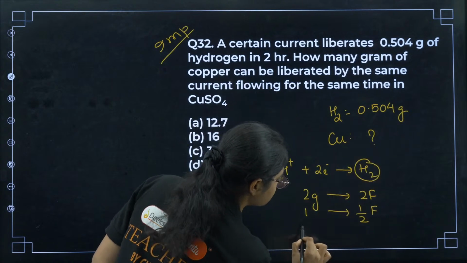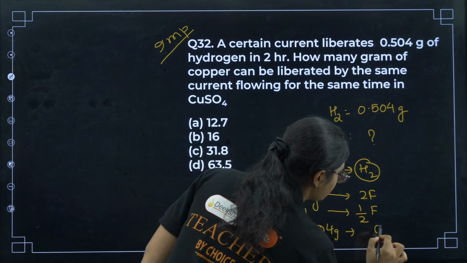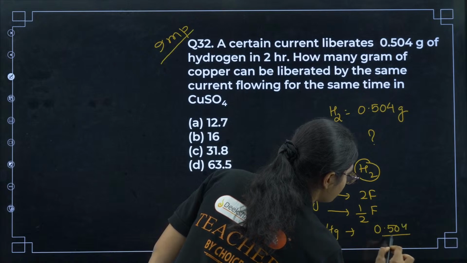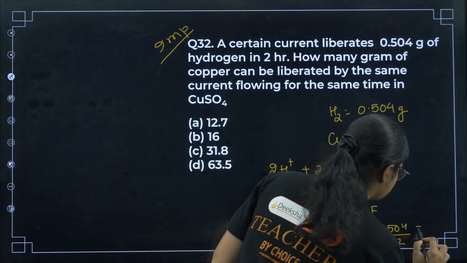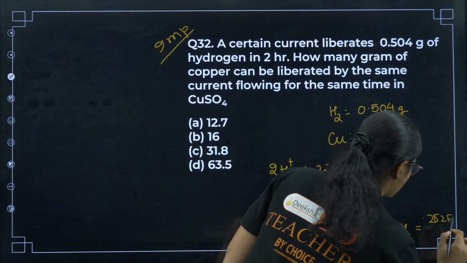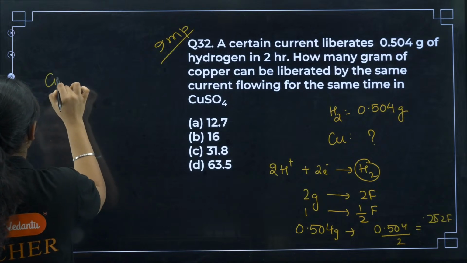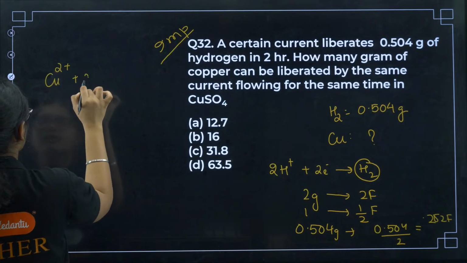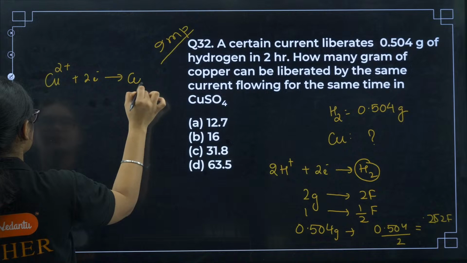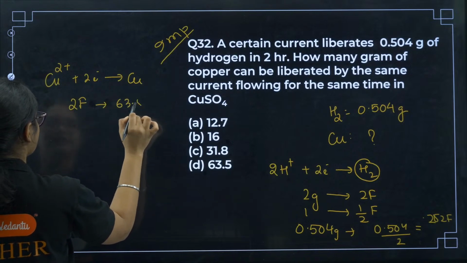For depositing 0.504 gram, how much Faraday will be required? 0.504 divided by 2, that means 0.252. So I have 0.252 Faraday. Now if you see copper 2 plus, 2 Faraday here deposits 63.5 gram.